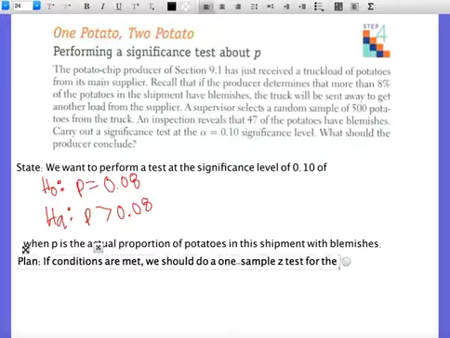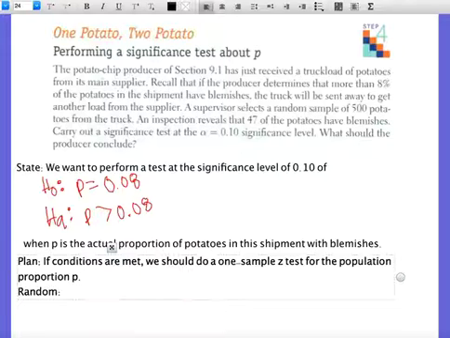We should do a one sample z-test for the population proportion P. The two things we need to check are, is it random? And then is it normal? To check if it's random, we just want to make sure that there was some sort of random assignment. The problem tells us that the supervisor selects a random sample of 500 potatoes. And so it was random.